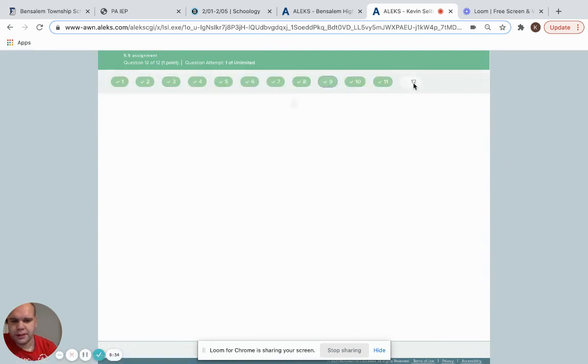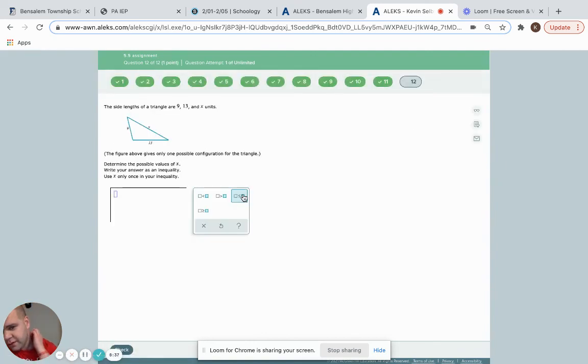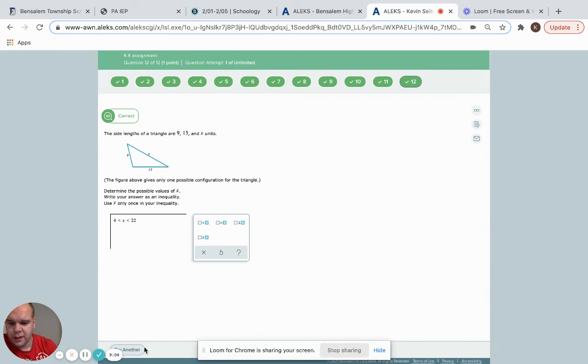All right, and then let's just go to the last one here, number 12. All right, so we got 9, 13, and x. So let's subtract these two. And we know that x has to be greater than the difference here, which is 4. Hopefully you guys saw that in the second video where they worked out how to do this. And then if you do 13 plus 9, that's going to give you 22. And x has to be less than that, right? And let's check it. Fantastic. All right, so that is everything on this one.